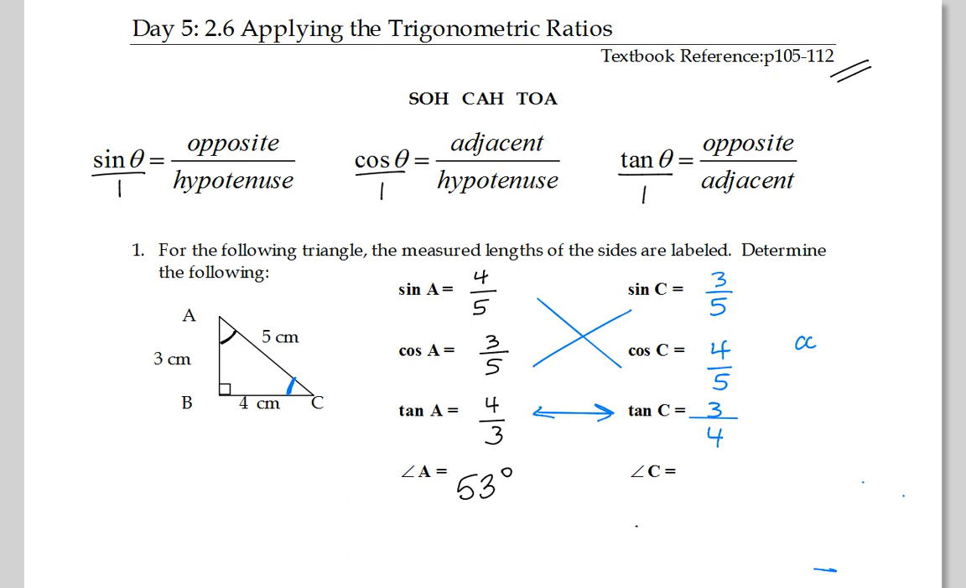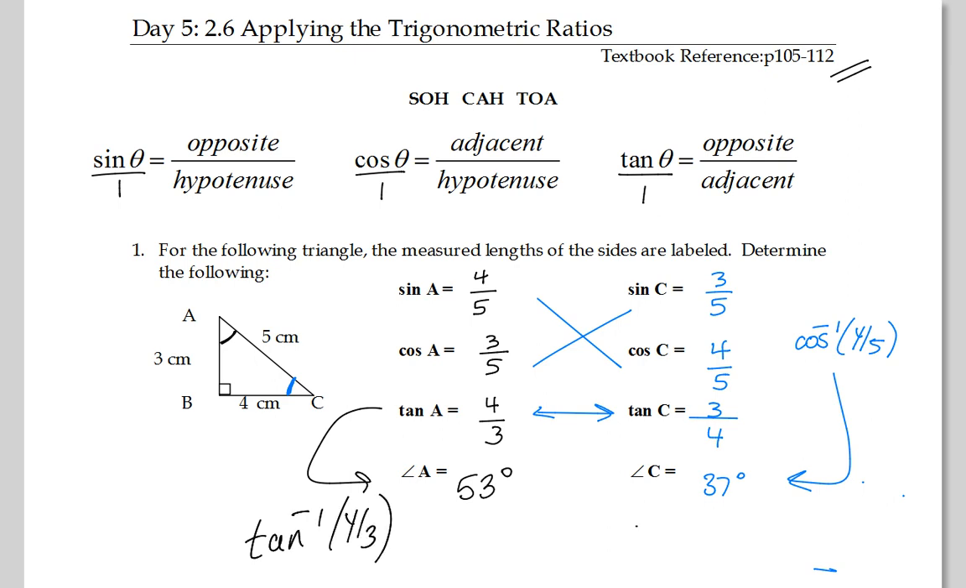Let's do inverse cos of 4/5. See what you get. 37? Okay, and then it doesn't matter which one you do, so I'll just jot it in the black ink. I'll do tangent. Inverse tangent of 4/3. And then I should get 53.